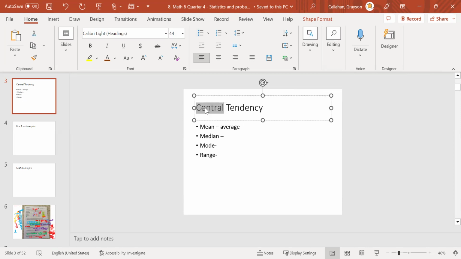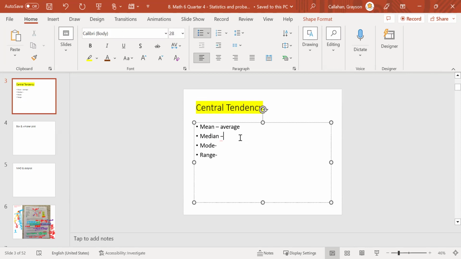Make sure you have central tendency on the top. Is the average, which is basically the sum of all numbers divided by n. And what does n stand for? Number of data. So how many numbers there are? That's the average. That's the mean.